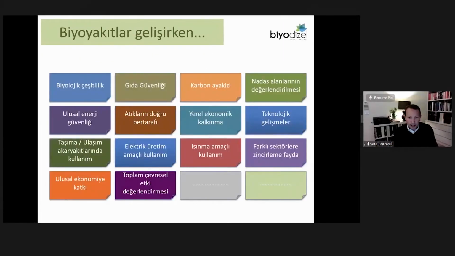This is in Turkish. I'm not going to spend time on it. We're basically, if anybody wants to ask why you're producing biofuels, what is the benefit of biofuels for the country, for humanity, these are my answers. But if you ask, I'll come back to it. I don't want to spend much time on this.